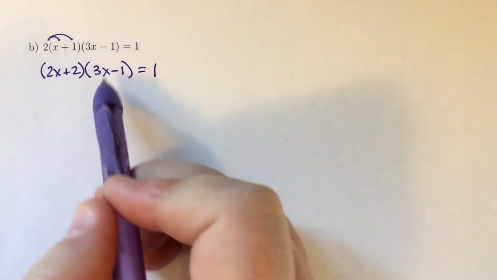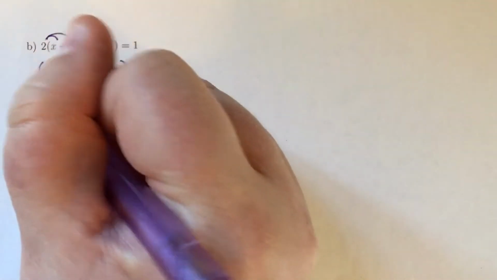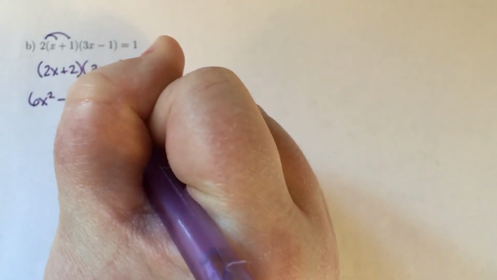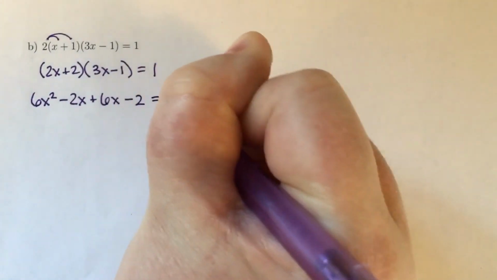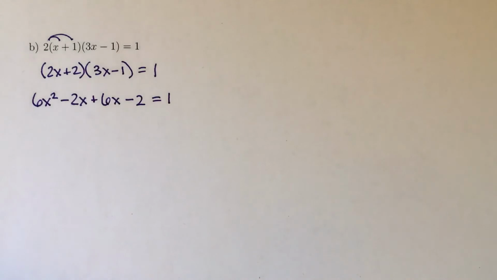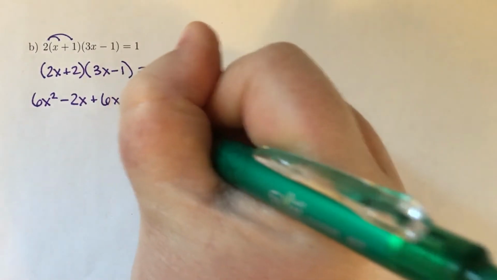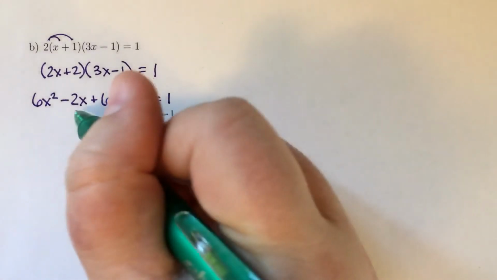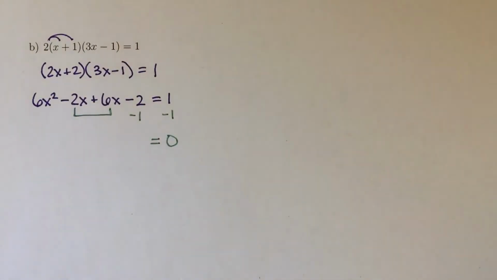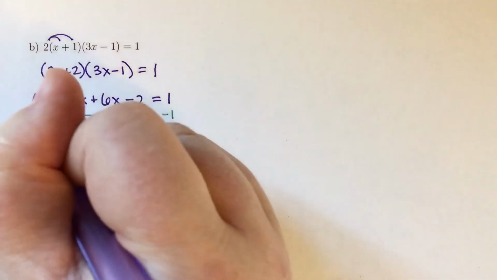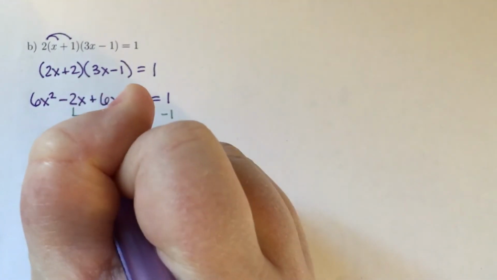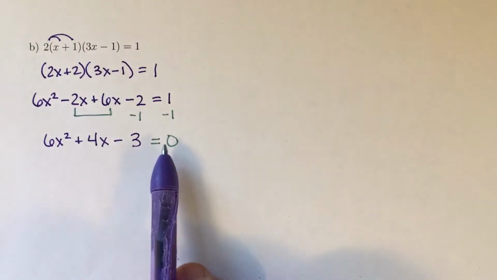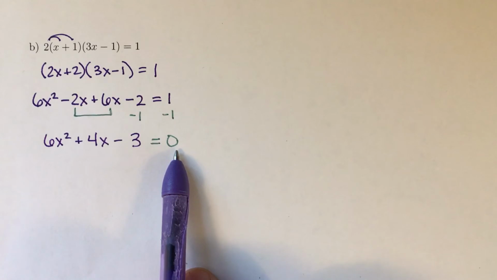So using FOIL, or you can use the box method, we would get 6x squared minus 2x plus 6x minus 2 equals 1. And now that's when I'm going to start subtracting 1 from both sides because I definitely want equals 0. I can also combine these like terms in the middle. So I get 6x squared plus 4x minus 3 equals 0. And it's that equals 0 that we need to use the quadratic formula.